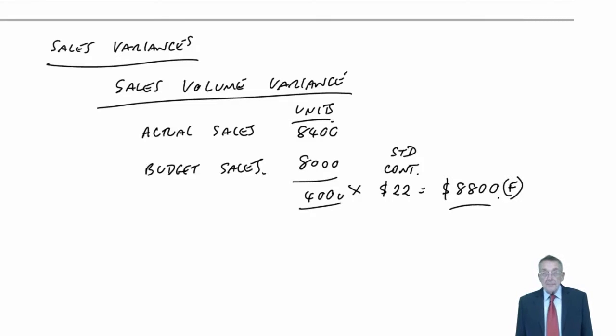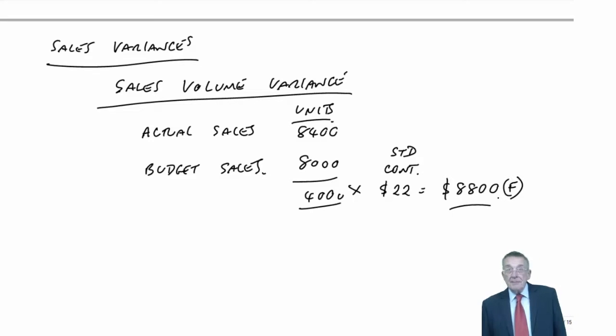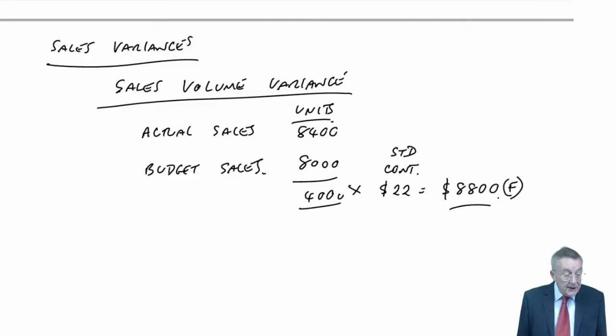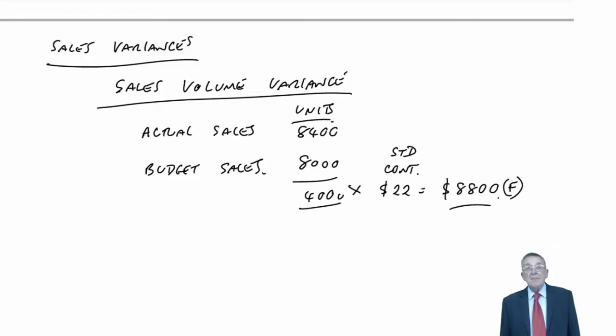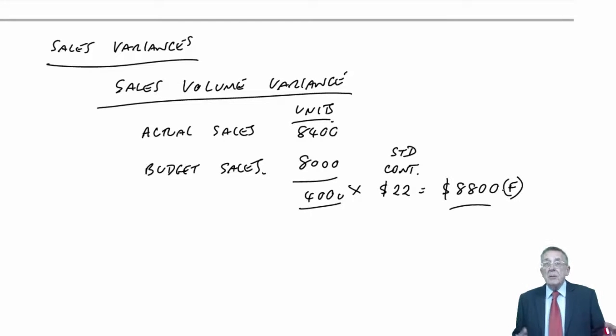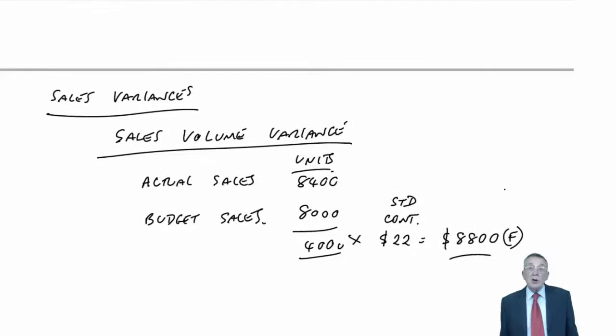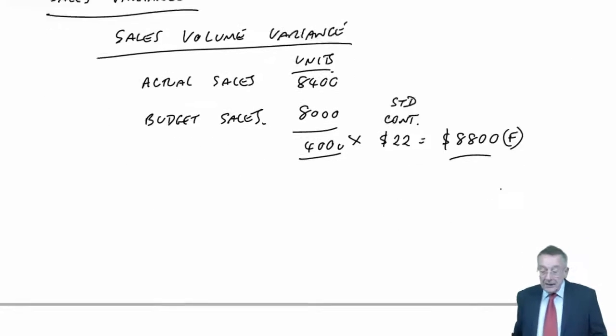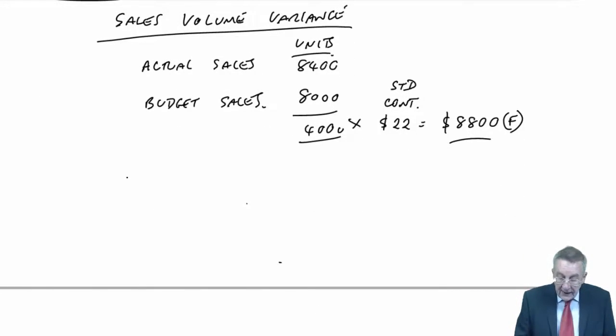Finally, what's the other thing that could have gone wrong? The selling price. We should have been selling units at a standard price of $75. If we sell at a higher or lower price, pretty obviously we get more or less revenue and therefore more or less profit. So the last one is the sales price variance.